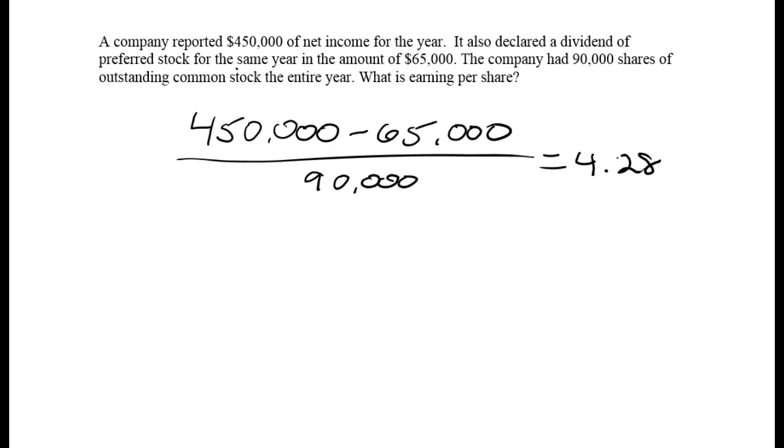In my first example, I have a company who has $450,000 of net income for the year. They declare a dividend to preferred stock in the amount of $65,000. They also had 90,000 shares outstanding for the entire year. What would their earnings per share be? $450,000 of net income minus $65,000 of preferred dividends divided by 90,000 would be earnings per share of $4.28.